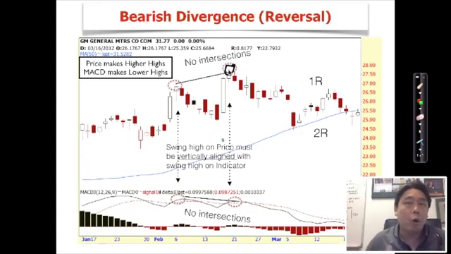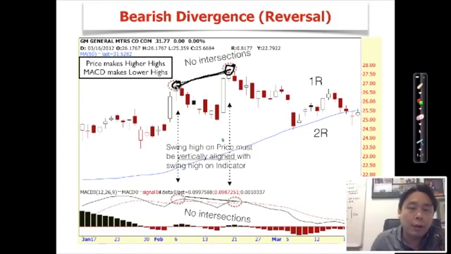So for bearish, we always connect swing highs. So what we're going to do is we're going to connect this swing high to this swing high. So we're going to draw a line to connect the 2 swing highs, connect it together. All right, now imagine it's straight, okay? Now the important thing is that when you connect the swing highs, there cannot be any intersections. In other words, this line cannot intersect any candles in between, okay?